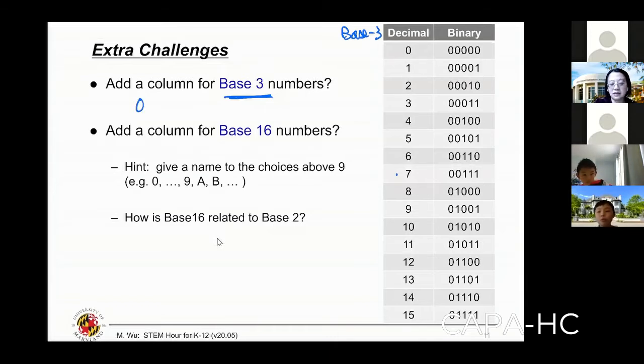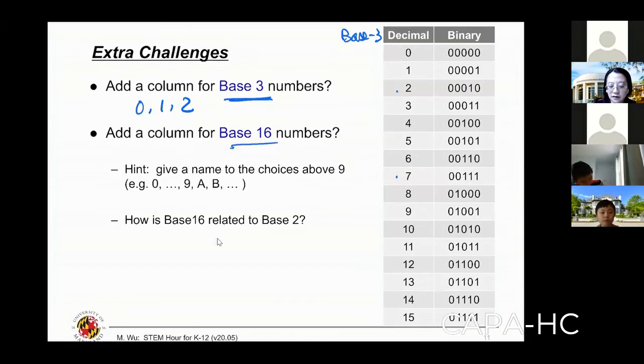And base 3 means that you have 3 possible digit values, 0, 1, 2, and whenever you use them up, you move up to the next place value. So see if you can add a column of base 3. And then for an extra challenge, think about what would be a bigger base. What would be base 16? Base 16 would mean that you can have 16 different digit values.